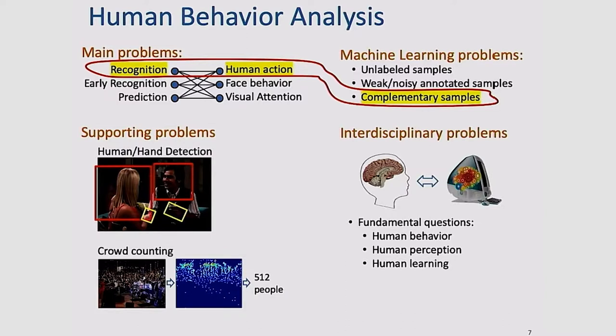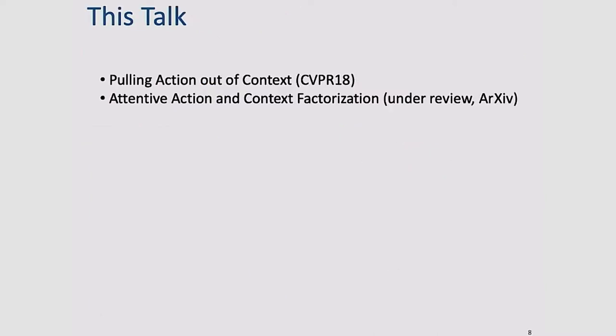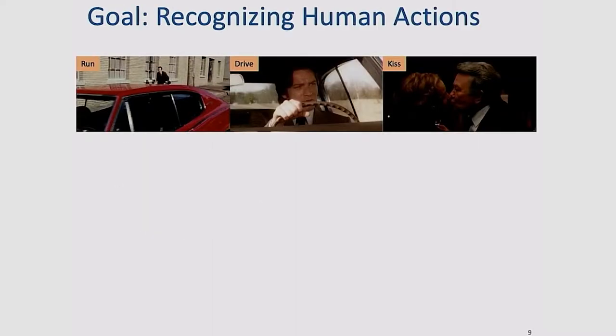Okay, so today what I'm going to tell you is one piece of my work on recognizing human action and how to use complementary samples. This is based on two pieces of work from CVPR 2018, one called Pulling an Action out of Context, and one called Attentive Action and Context Factorization. The goal here is to recognize human action, where the type of action could be something like run, drive, and kiss.